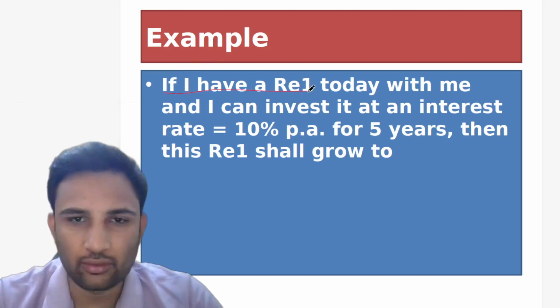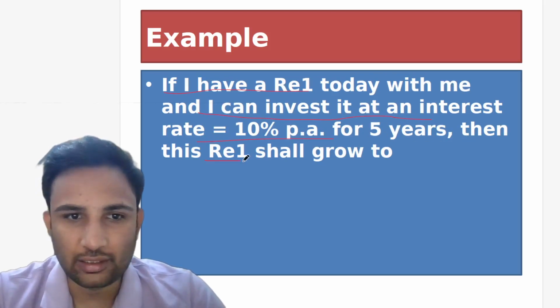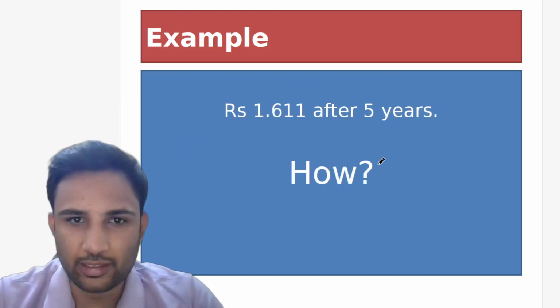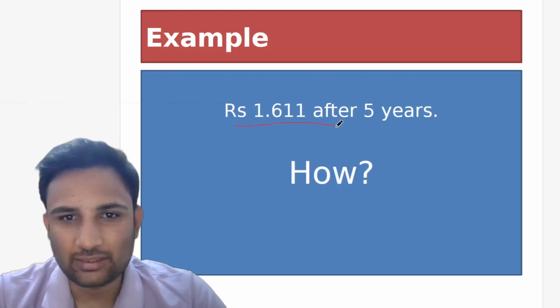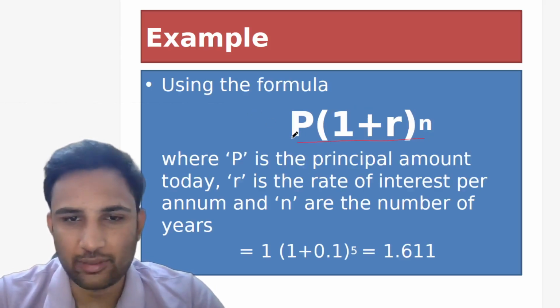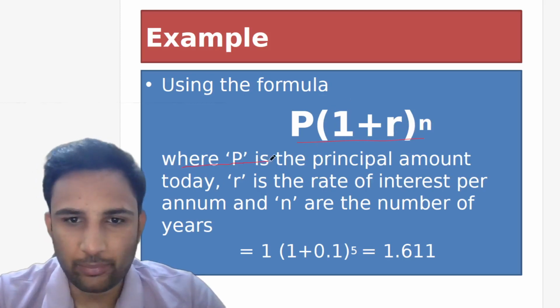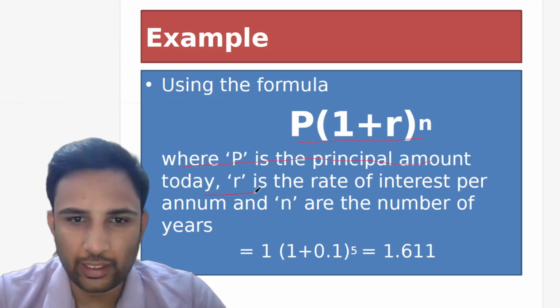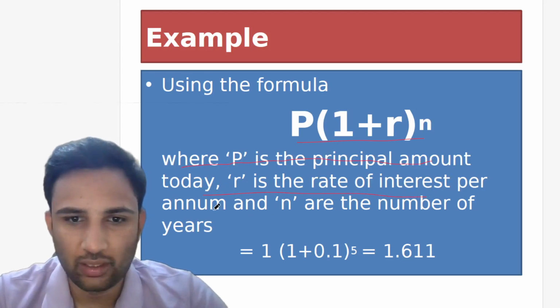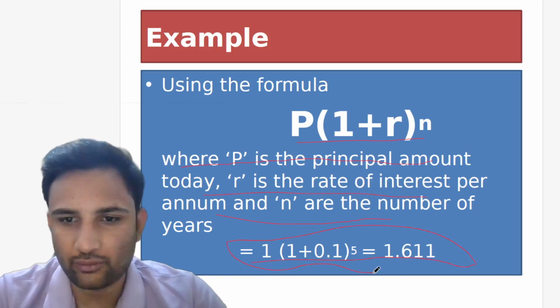Example, if I have 1 rupee today with me and I can invest it at an interest rate of 10% per annum for 5 years, then this 1 rupee will grow to 1.611 after 5 years. How? Using this formula, that is principal multiplied by 1 plus rate of interest to the power of n, where P is the principal amount today, r is the rate of interest per annum, and n is the number of years. So that's how we can derive the value of money.